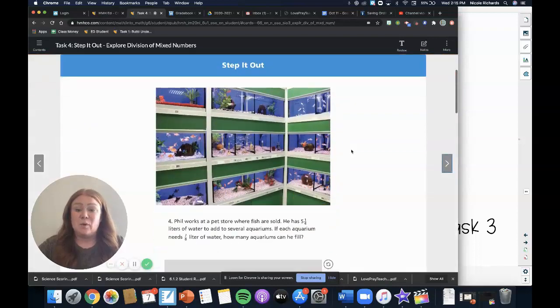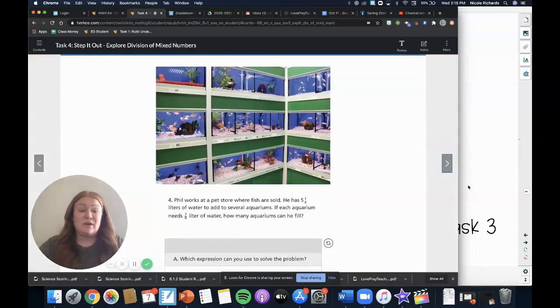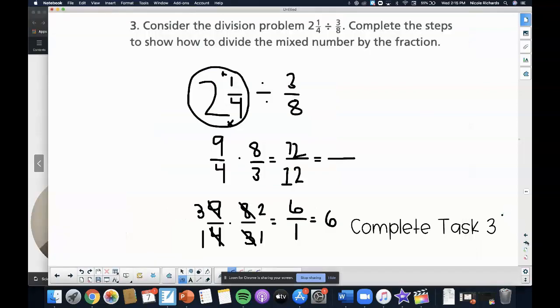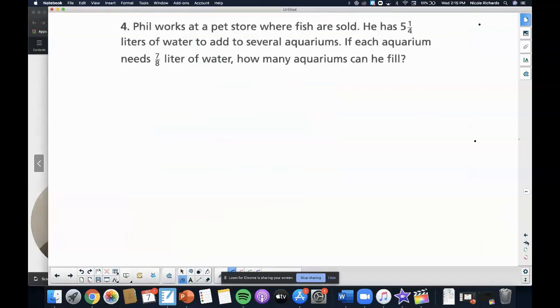Okay, task 4, our last one today. We've got Phil working at a fish store. So we're going to do this on our paper first, and then we will come back to answer our task. So Phil works at a pet store where fish are sold.